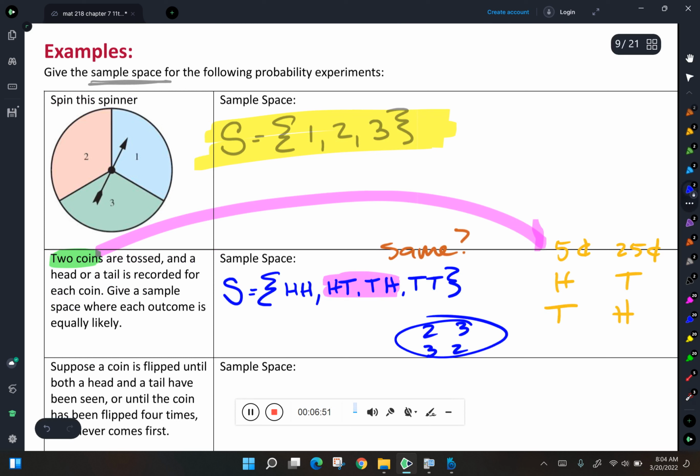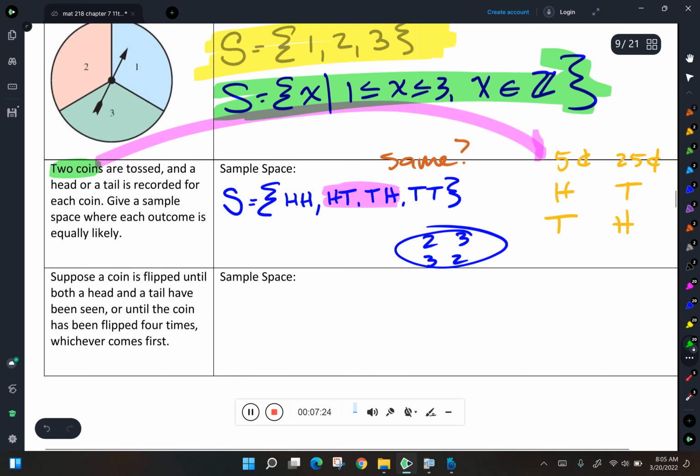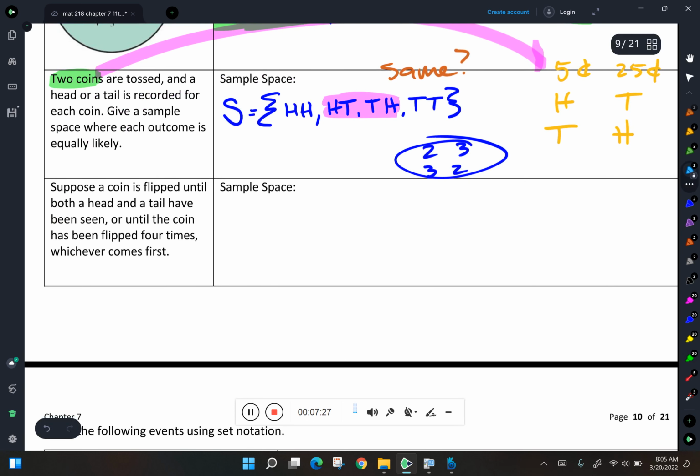Now, if you wanted to, you could go fancy and use set builder notation. What will we have to say here? 1 is less than or equal to x is less than or equal to 3, and x is an element of the integers, or something like that. That'd be a tough one. Unnecessarily complicated, because for a set this simple, why don't you just go 1, 2, 3? All right. Now, as the experiments get more complicated, defining the sample space can get a little harder.